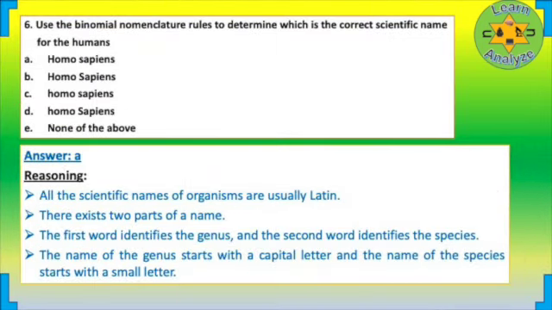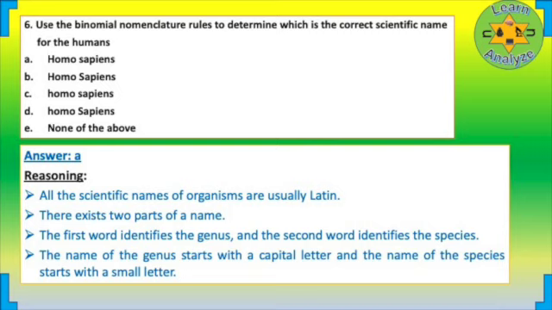Question number 6. Use the binomial nomenclature rules to determine which is the correct scientific name for the humans. Option A, Homo sapiens, capital H, Homo, small s, sapiens. Option B, Homo sapiens, capital H, Homo, capital S, sapiens. Option C, Homo sapiens, small h, small s. Option D, Homo sapiens, small h, Homo, capital S, sapiens. Option E, none of the above.